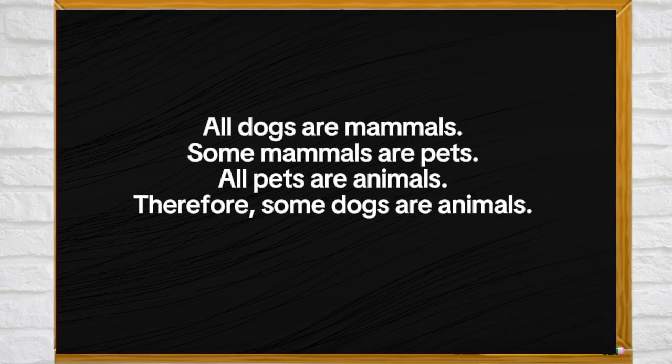And let's start. The statement here: all dogs are mammals. Some mammals are pets. All pets are animals. Therefore, some dogs are animals. It represents a classic example of deductive reasoning, a fundamental concept in logic. This essay will explore the validity of this argument using a visual tool, the Euler diagram.